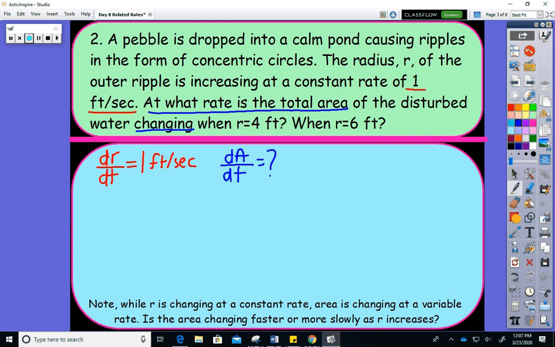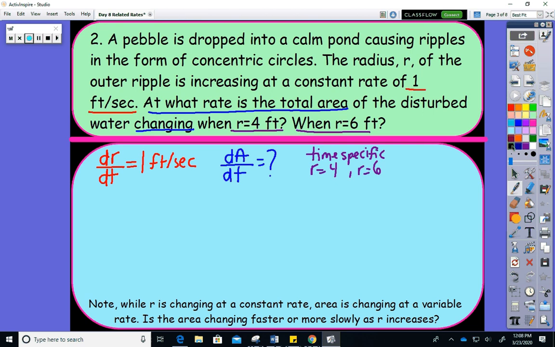So then it gives me some time specific values. So my first time specific value is r equals 4. So this isn't a general value. And then I'll also have r equals 6. Now, here's the basic idea. I've got dr/dt, I want dA/dt. That lets me know that I need to write an equation for a circle that relates area and radius.